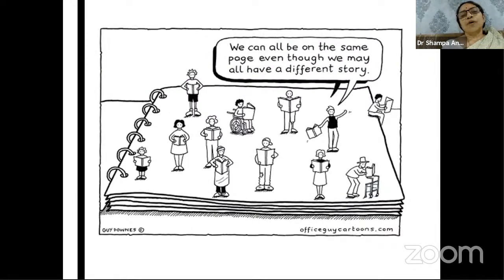So we can all be on the same page, even though we may all have a different story. Like, there is so much of argument, so much of discussion, so much of confusion. So we thought that we are all learners. In this, CBME has laid down a curriculum, and CBME has also laid down the levels, like novice, advanced beginner, competent, proficient, and expert. So now we are just novice. Maybe 4 or 5 years later, we'll become competent enough in teaching the CBME curriculum.